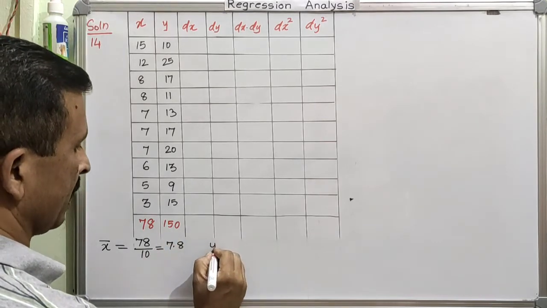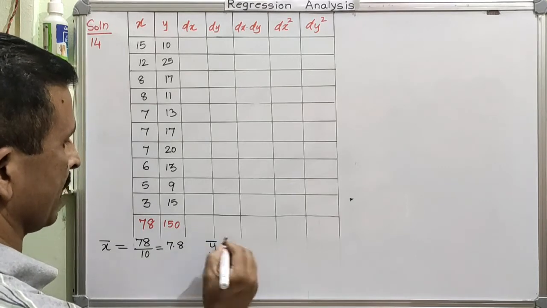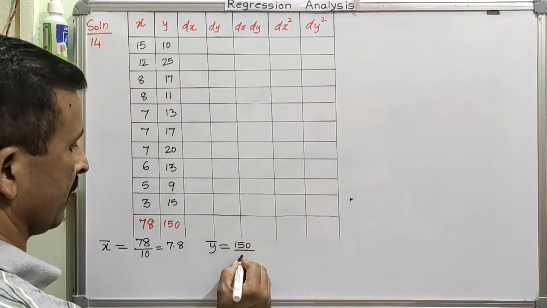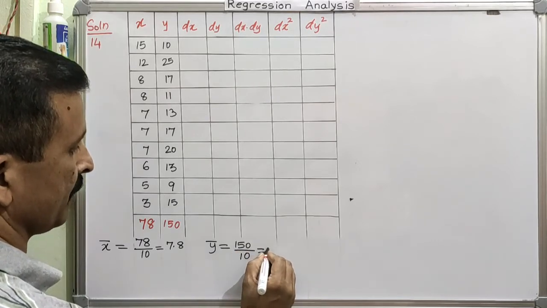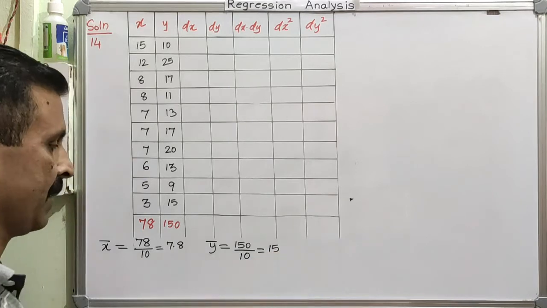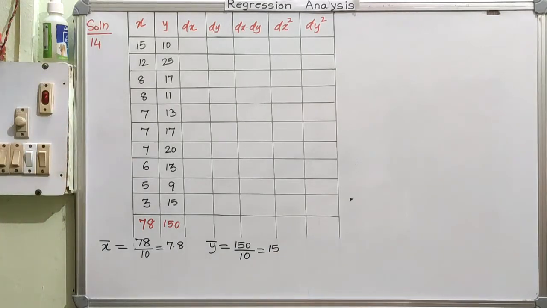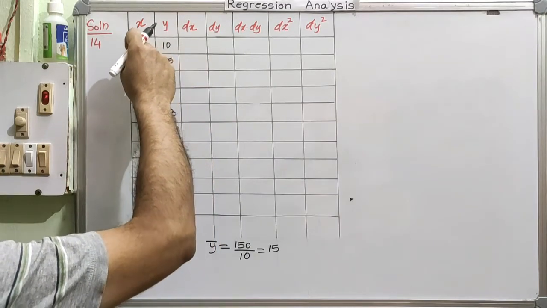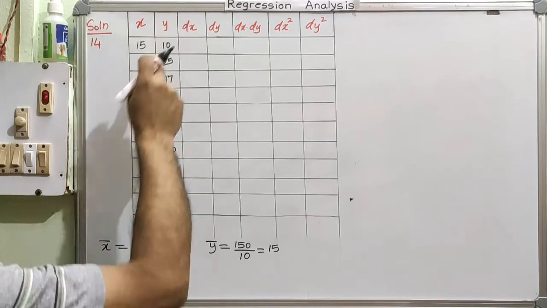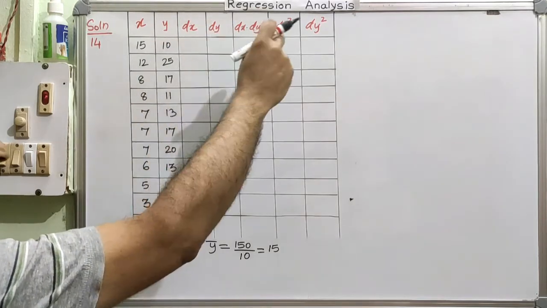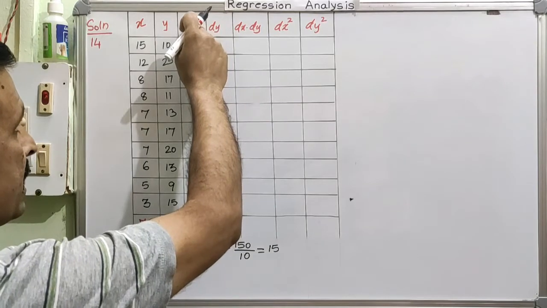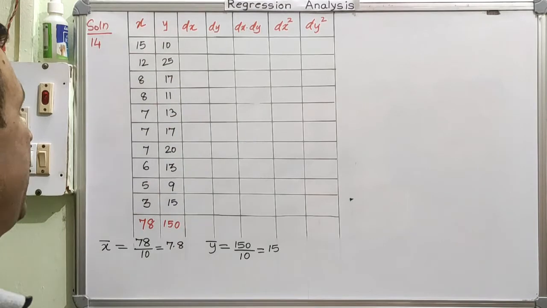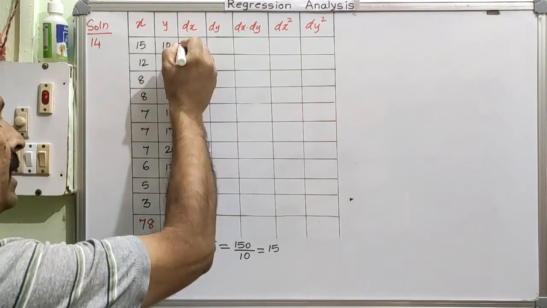Now y mean. Y mean will be the sum of all the values of y, that is 150, divided by 10. So the mean of y is coming as equal to 15. Once this is calculated, then we are comfortable finding the values of dx and then dy. So dx now we are going to calculate. So x minus x mean. Here I am not going to write all these things. Is it okay? You need to remember what dx is. Dx is x minus x mean. So 15 minus 7.8 is 7.2.